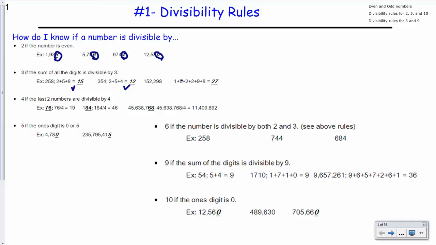And then our big number here, I have 152,298. So I add up all of my digits. So 1 plus 5 is 6. 6 plus 2 is 8. That's 10. 19 plus 8 should give me 27. So is 27 divisible by 3? 27 is divisible by 3. 27 divided by 3 is 9.